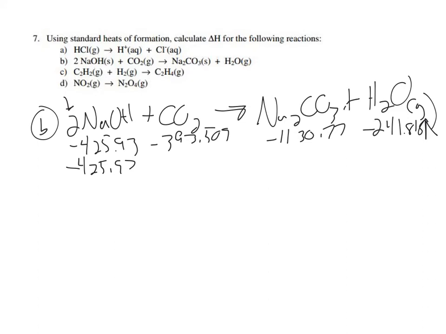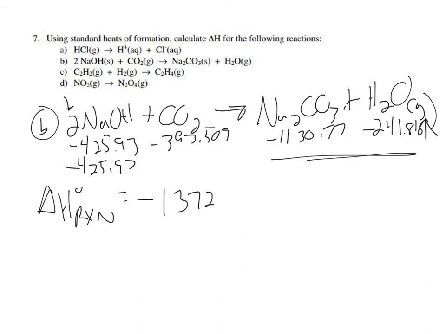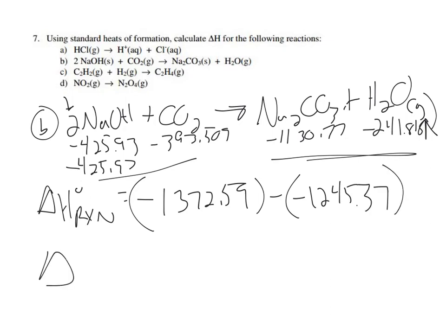So, for the heat of the reaction, we add up the products and get negative 1372.59, then subtract the heat of the reactants, which is a total of negative 1245.37, and we get the final answer, heat of reaction equal to negative 127.22 kilojoules.